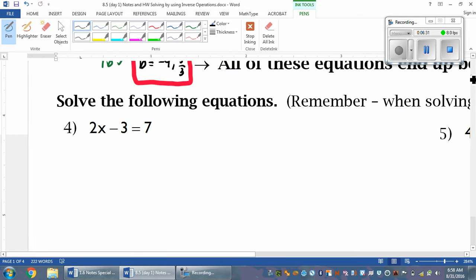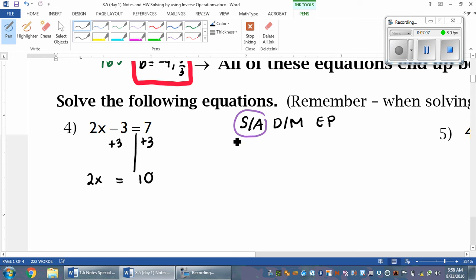Before we move on to what we're learning today, let's quickly review from Unit 1 how to solve equations using SADMEP. The first thing you should always ask yourself is, can you simplify? Can you combine any like terms, or can you distribute? No, so we go straight into SADMEP. That means we cancel everything that's being added or subtracted first, then multiplication and division, then exponents, then parentheses. So here, we add 3 to both sides, because we are getting rid of the subtraction. So 2x equals 10.